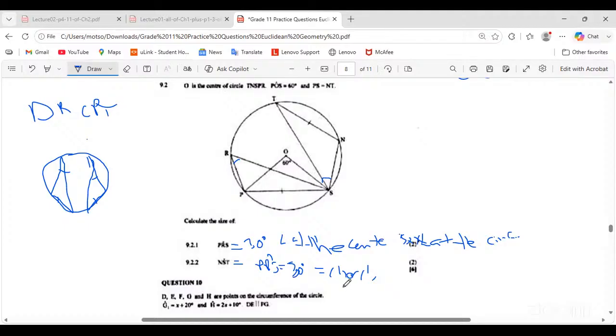I don't know why this pen of mine is writing like that.